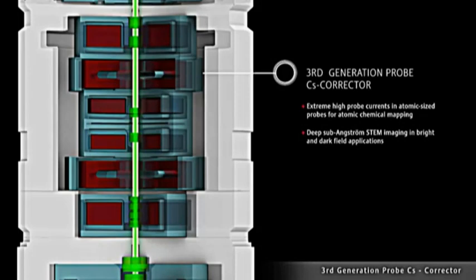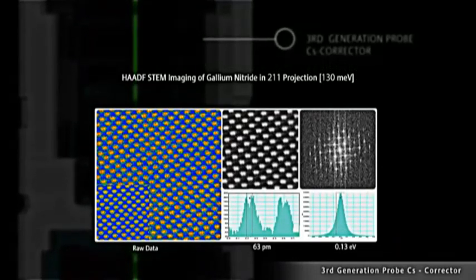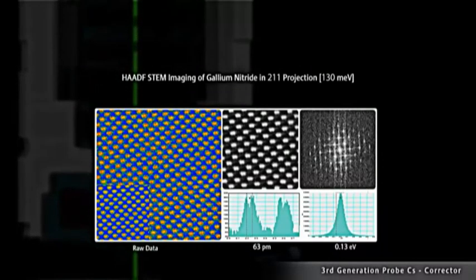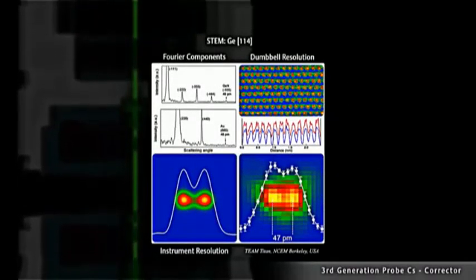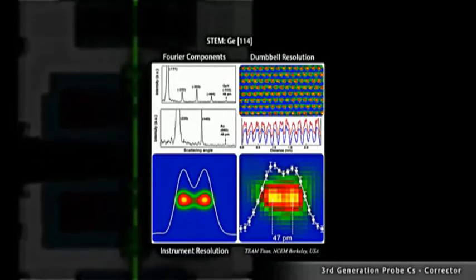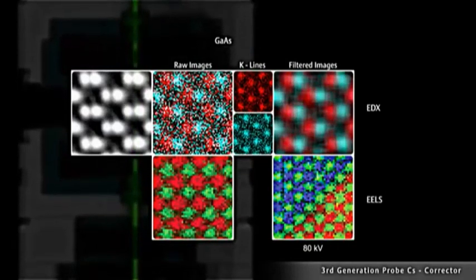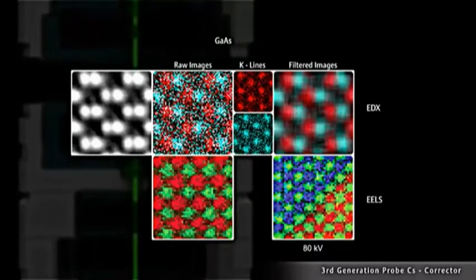Atomic resolution imaging and chemical mapping across the large high-tension range of the Titan is achievable with optimum results for different materials with this technology. 63 picometers can be resolved in the high-angle annular dark field STEM detector imaging of gallium nitride in 211 projection with an extremely high energy resolution of 130 millivolts. By using the TEM project microscopes, even the germanium dumbbell with a spacing of 49 picometers can be resolved using HR-STEM. In combination with an EEL spectrometer or Super X detector, atomic chemical mapping reveals the polarity of gallium arsenide or the chemical change at perovskite interfaces.